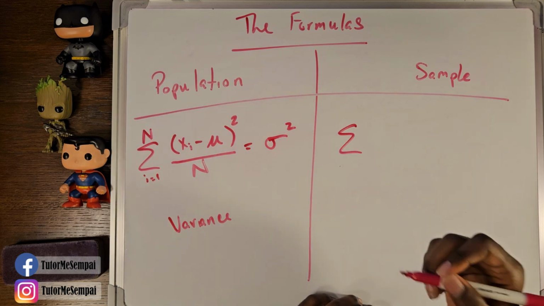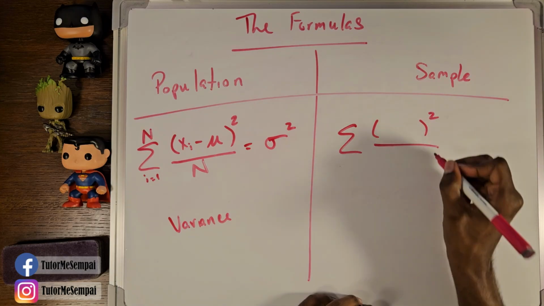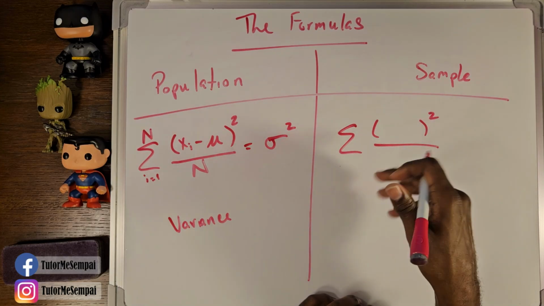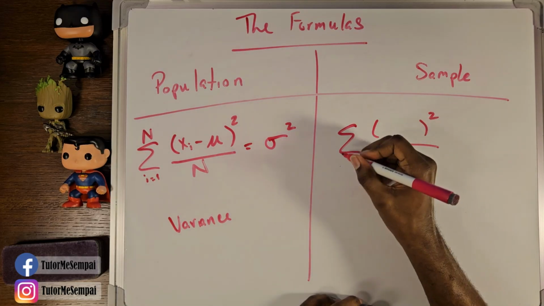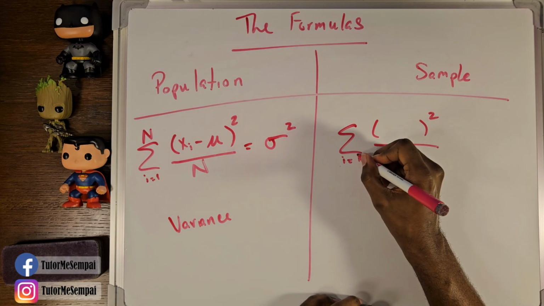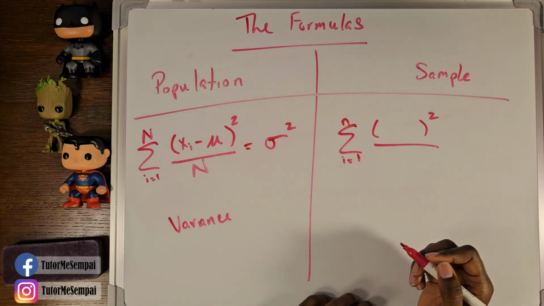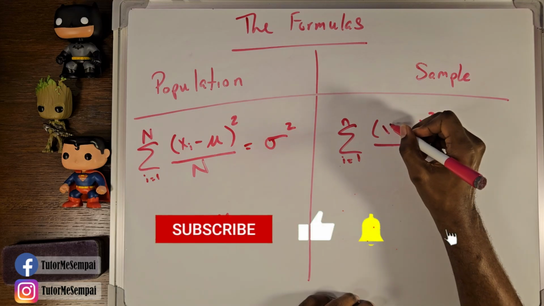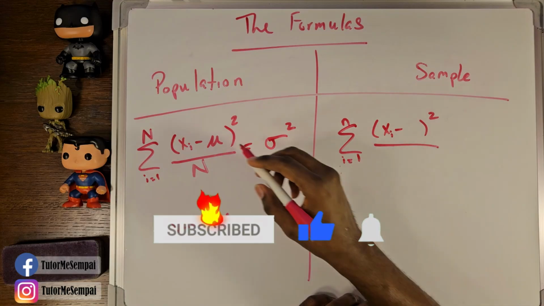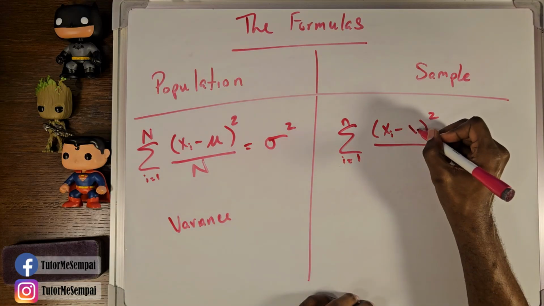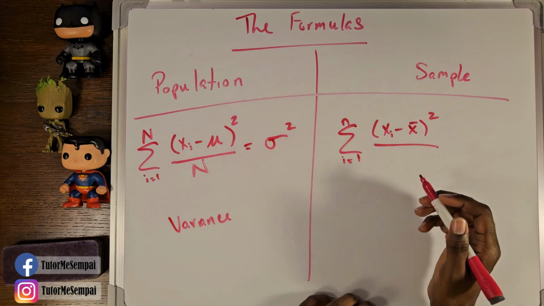You're still going to be using your sum. You're still going to find a difference and square that difference. So this is going to be looking kind of the same, but you have to make sure you pay attention. Instead of going from i equals 1 to big N, you're going to go to small n. And that stays the same. But instead of using your population mean, you're going to find your sample mean, which is denoted by an X bar like this.